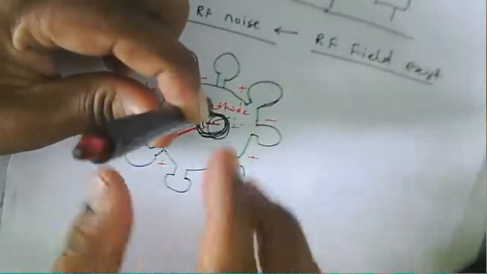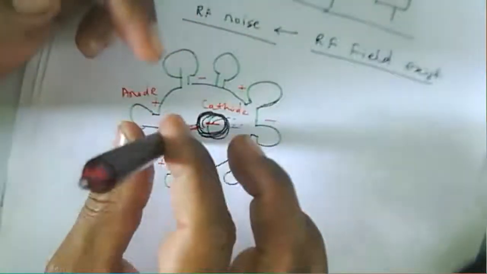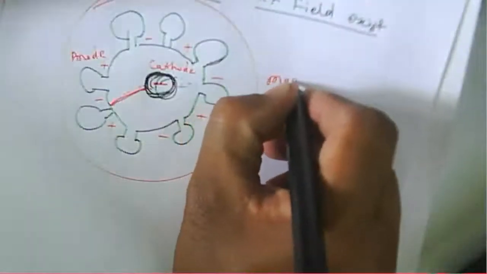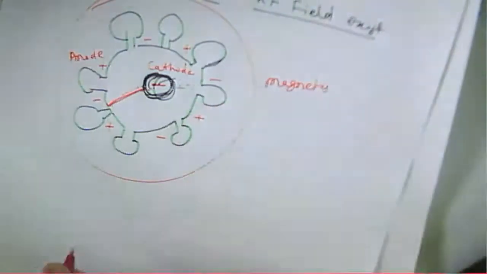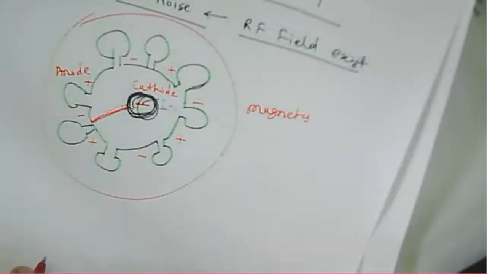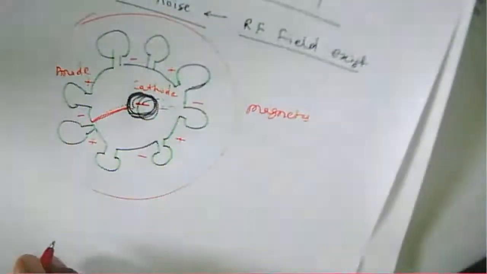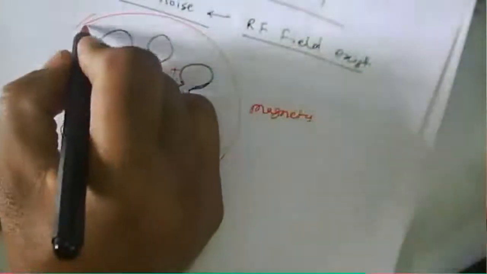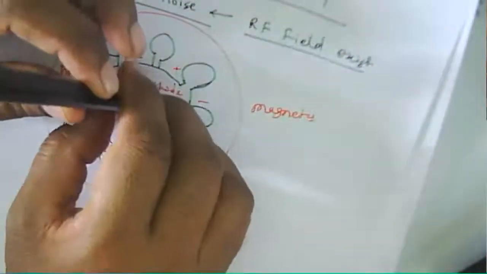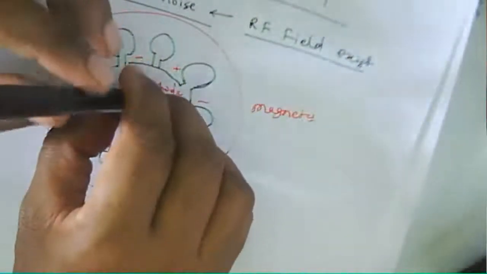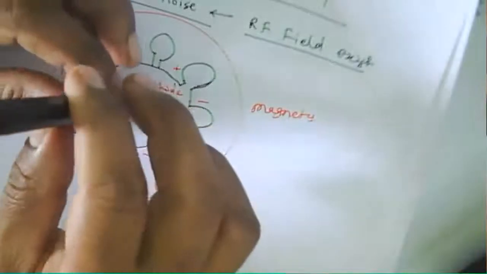And the magnetic field will be perpendicular. How is this magnetic field generated? Around it we need to use a magnet, and this will excite the whole cavity structure, the magnet we consider. So that's why there will be a magnetic field.